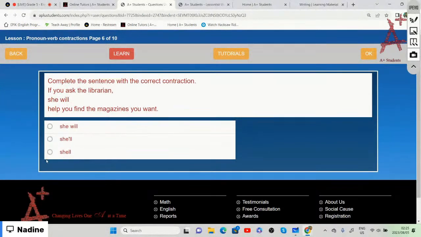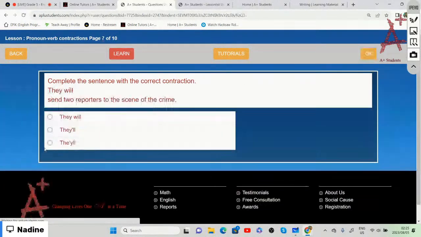If you ask the librarian, she will help you find the magazines you want. So she will, she'll. So she'll, which is she apostrophe double L, right? And then they will send two reporters to the scene of the crime. They will. So we can say they'll. They will is they'll.